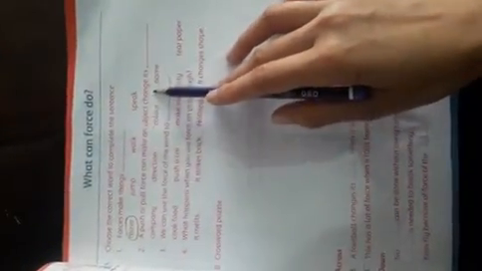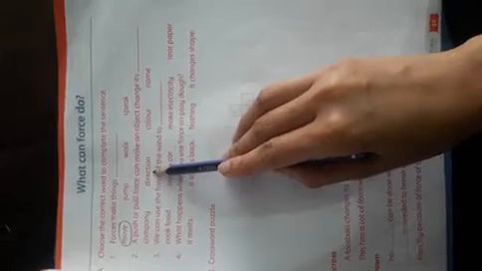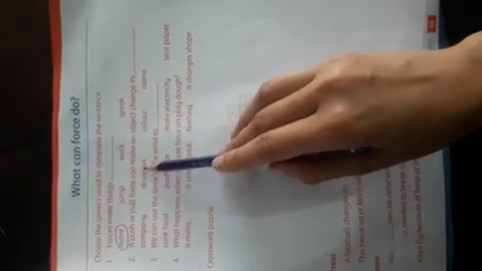Second one: a push or pull force can make an object change its direction. As we all know, both forces, either push or pull, make an object change two things: one, direction, and the second one, shape. So here, among direction, color or name, shape is not given but direction is given. So the right answer is direction.